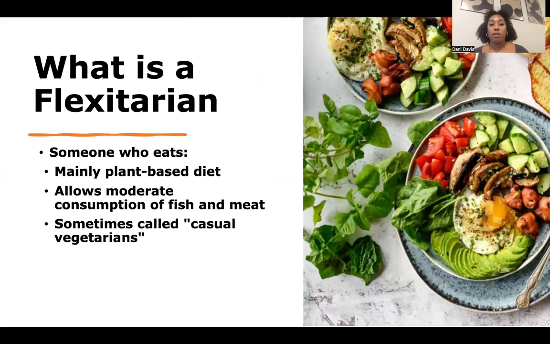What is a flexitarian? Someone who eats mainly plant-based, allows moderate consumption of fish and meat, but is sometimes called a casual vegetarian. So someone that has a majority plant-based diet, however, they also allow themselves to consume fish and meat of sorts, but they will also have spurts of simply eating plant-based. However, they are able and willing to add fish and meat into their diet.